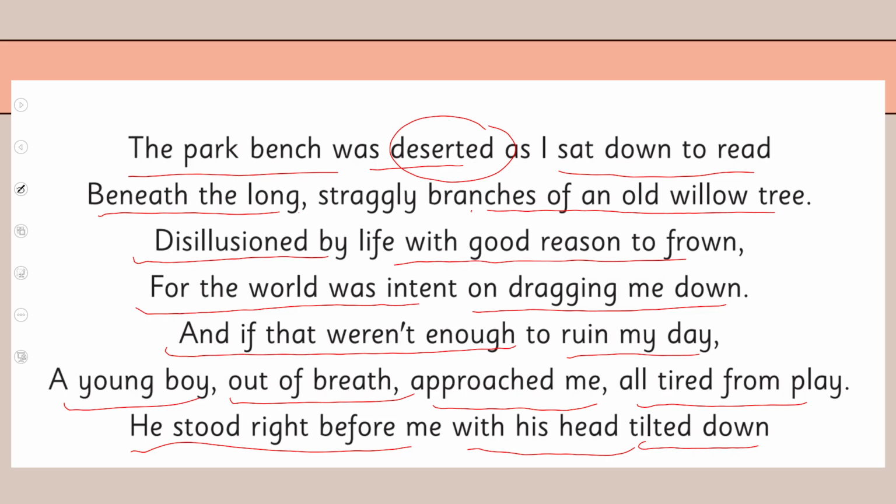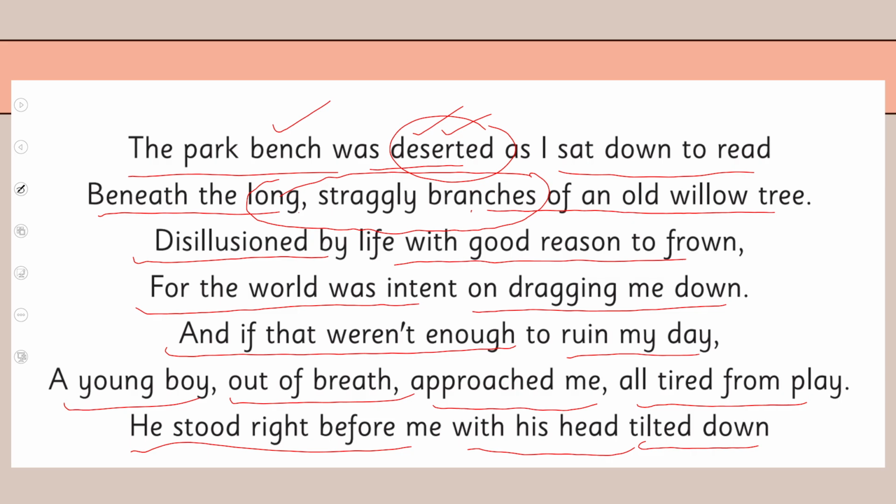Now, let's see which are the words that are leaving a very good impact on us as a reader. Deserted, beneath the long straggly branches. Yes, the branches are long and straggly. We are talking about a tree and the tree is old. You can picture and visualize an old willow tree with long straggly branches, and the poetess or the writer is sitting beneath it. It's a park. She's sitting on a bench. It was deserted. It means there was nobody around. It was a completely desolate place.